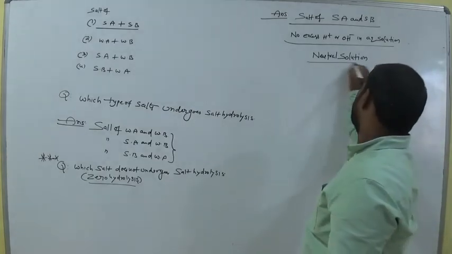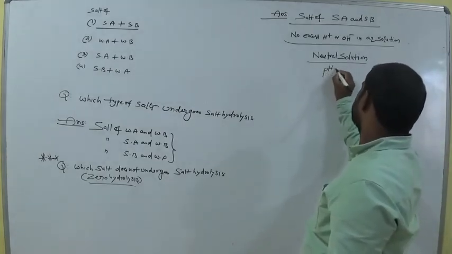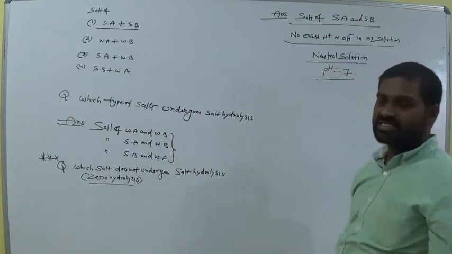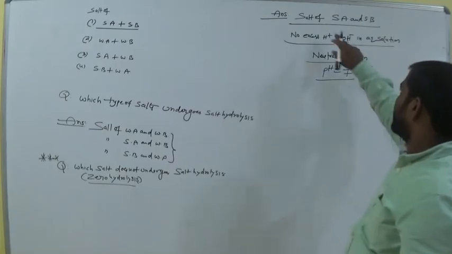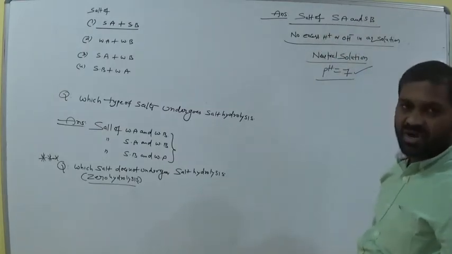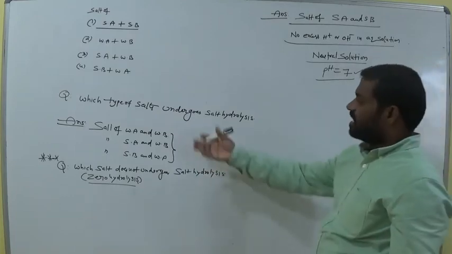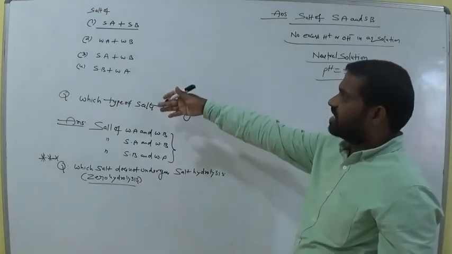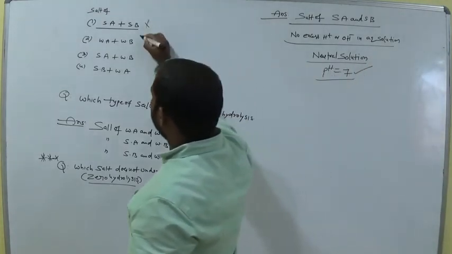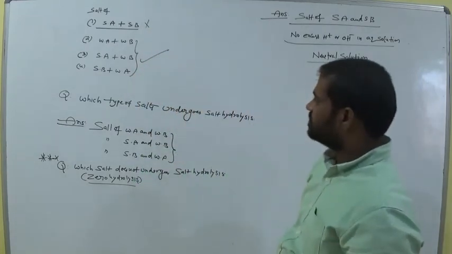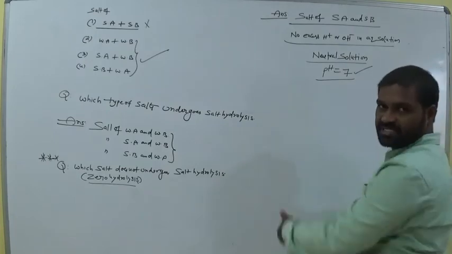In the case of a neutral solution, pH value is always 7. Clear? pH value is always 7 for neutral condition. In the case of salt of strong acid and strong base, there is no excess H plus or OH minus. Otherwise, all salts undergo hydrolysis except this one, remaining all undergo salt hydrolysis. Okay, is it clear to all of you? So why it happens, I will explain.